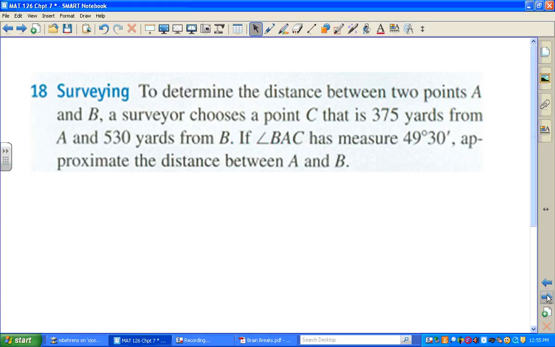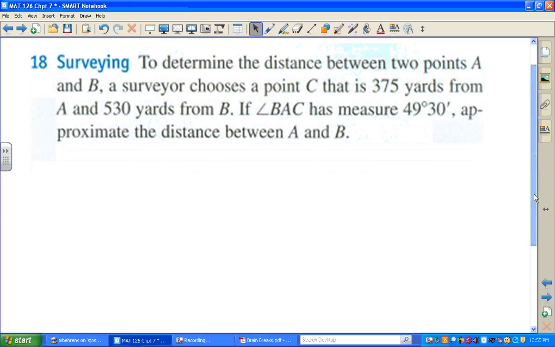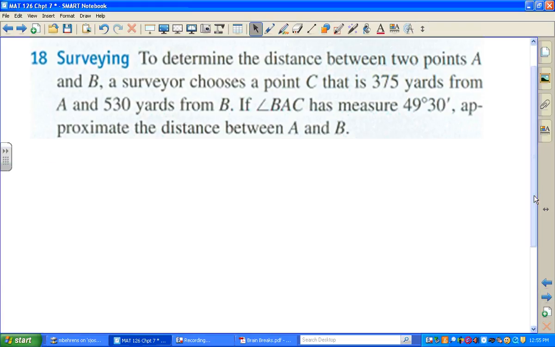All right. To determine the distance between 2 points, A and B. This question is always on a final exam. 1, see if you can label the information. 2, see if you can read the information. 3, see if you can solve the question. They don't give you a picture, nor will I give you a picture.